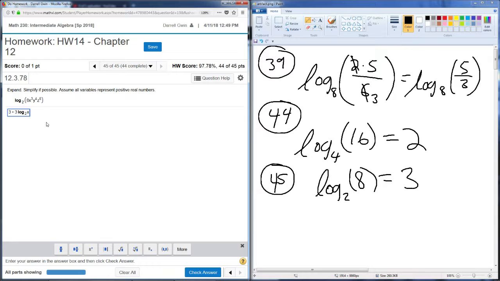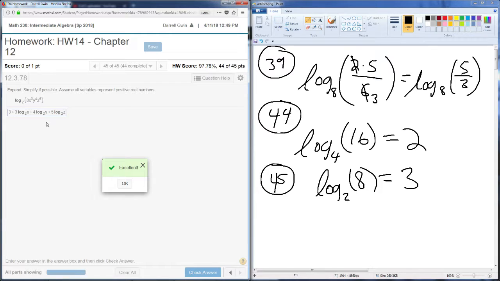So the power of 3 moved to the front of the log. Same with the power of 4 moves to the front of the log, and the y is inside. And the power of 5 to the front of the log. There you go.